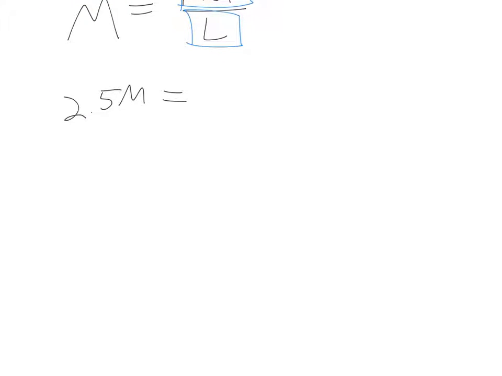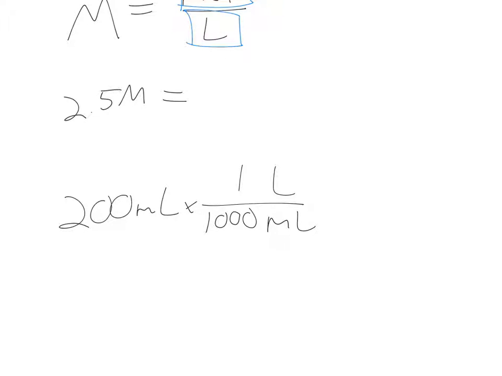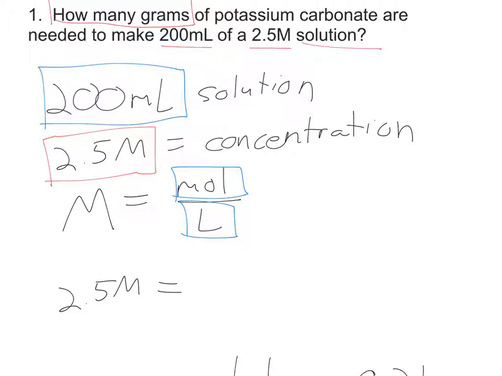So let's come down here and do a quick conversion. I have 200 milliliters. I need to know how many liters that is. Multiply, put milliliters on bottom, liters on top, and I know milli is 1,000. So 1,000 milliliters in 1 liter, and I should get 200 over 1,000, or 0.2 liters. Okay, so I got that. If I come back up here, my molarity equals moles per liter. I have 2.5 molar equals, liters are on bottom, so 0.2 liters. And I don't know what's on top, so that's my unknown. Moles is my unknown. I'm going to be solving for moles.